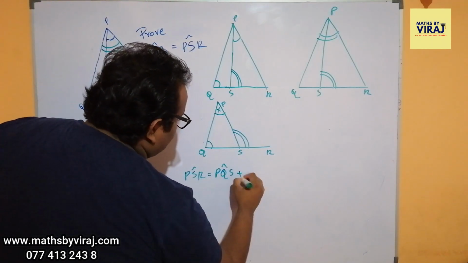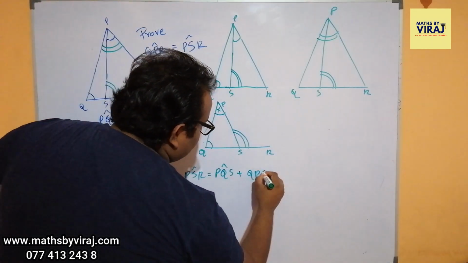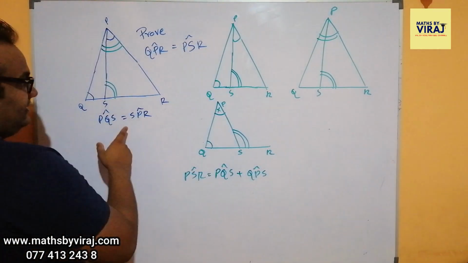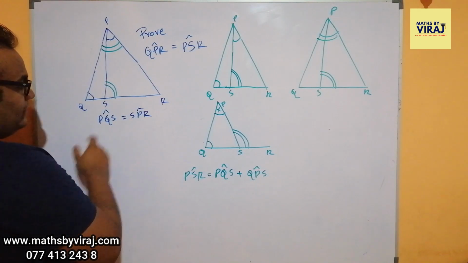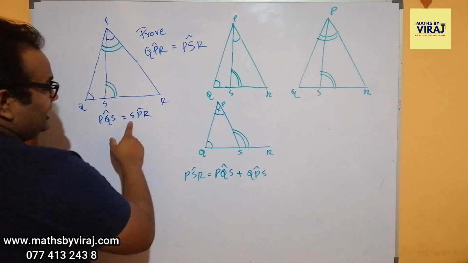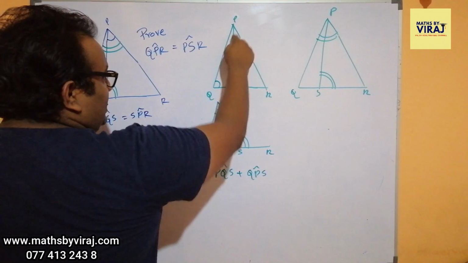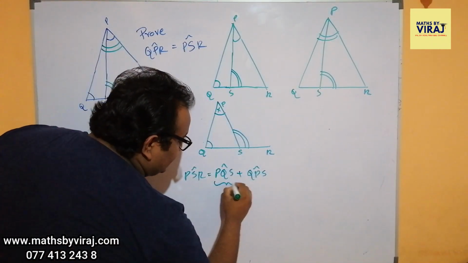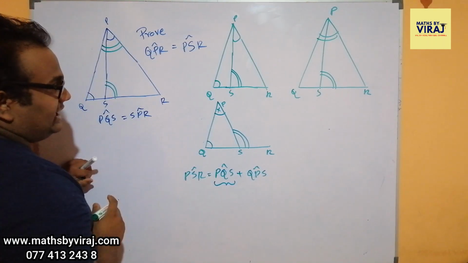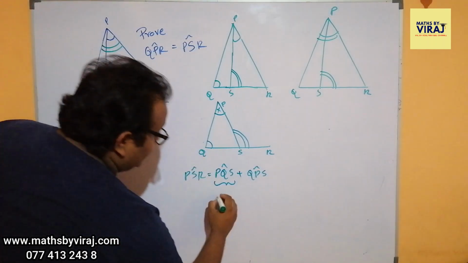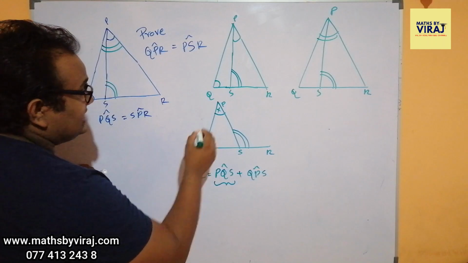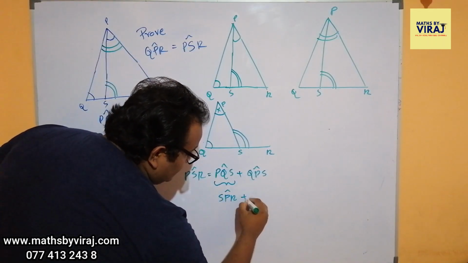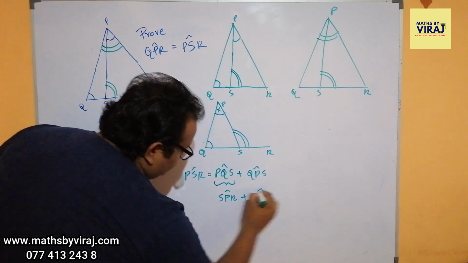PQS plus QPS. Fine. Children, they have already given to us the fact that angle PQS is equal to angle SPR. These two angles are equal. Therefore, instead of this particular angle, what can I write? I can write angle SPR.